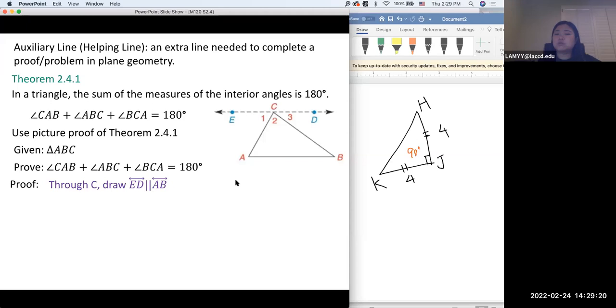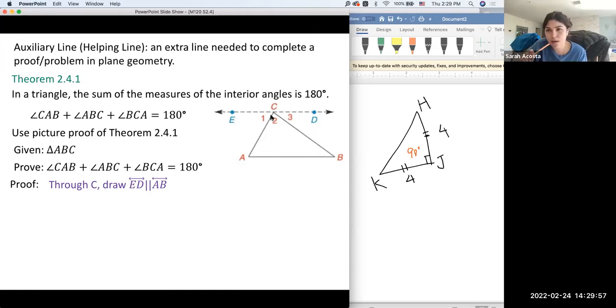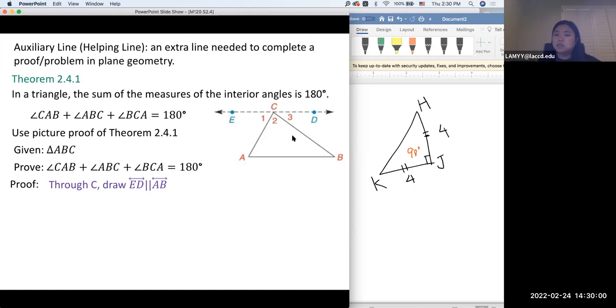First, what is the relationship between angle 1 and angle CAB? Alternate interior angles. Good, right? Because ED is parallel to AB, angle 1 will be congruent to angle CAB. How about angle 3? Angle 3 will be congruent to what? CBA. Good. That's a Z here, like this. So angle 3 will be congruent to CBA, same reason: alternate interior angles.